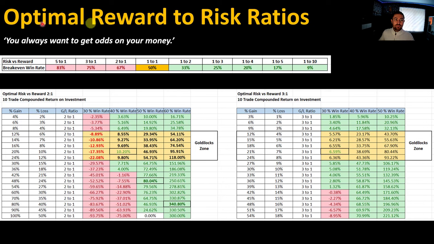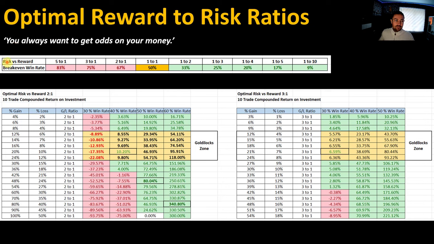Okay, here we go with optimal reward to risk ratios. Now, this is going to feed into the risk management aspects, but also what I'm then going to cover thereafter, this slide is the when to sell. So getting into some of the sell rules. So Minervini's quote here, you always want to get odds on your money.